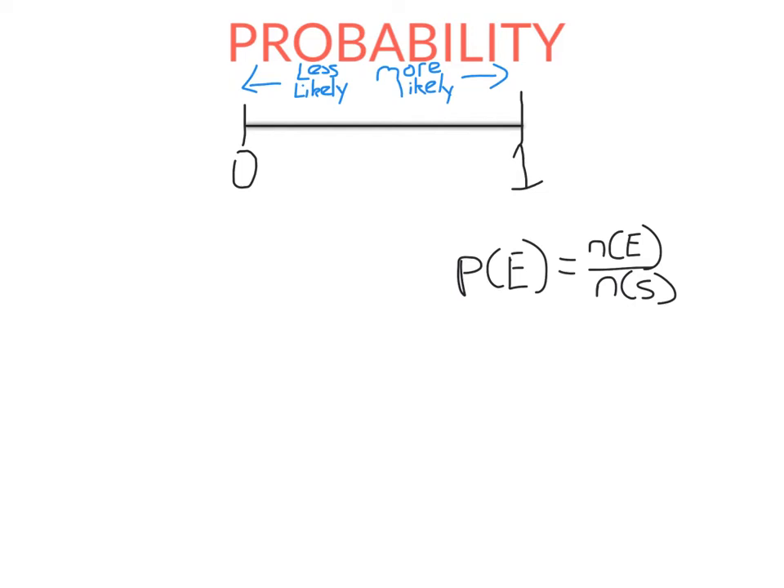Thank you so much for tuning into this video in which we review probability. So probability is the assigning of a number between 0 and 1 to a random event to indicate how likely it is to occur. So let's go through what that means.